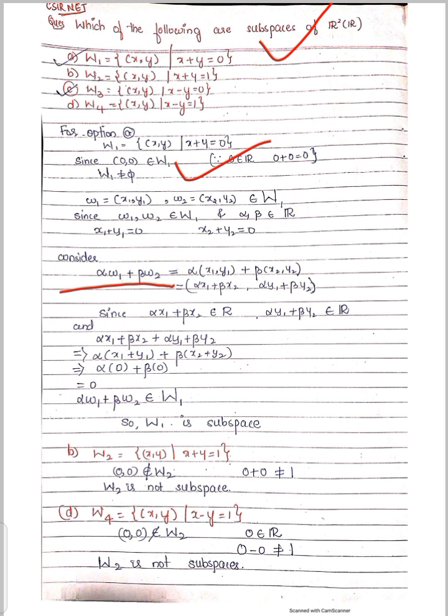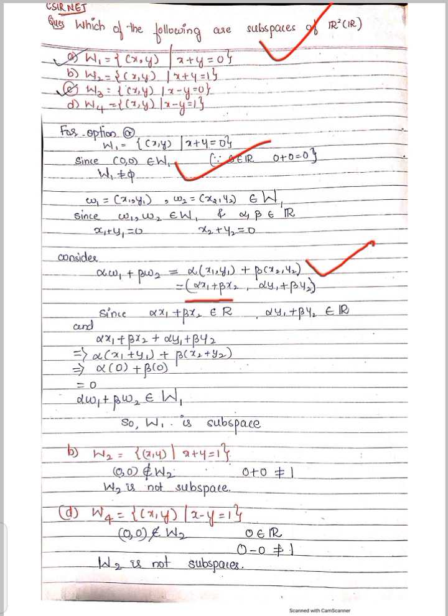Substitute the value of W1, that is x1, y1. Similarly, substitute the value of W2, that is x2, y2. So now we get alpha into x1, y1 plus beta into x2, y2. Now multiply alpha with each term of this ordered pair. It will become alpha x1 plus beta x2 comma beta, multiply and then add it. What are you going to get?